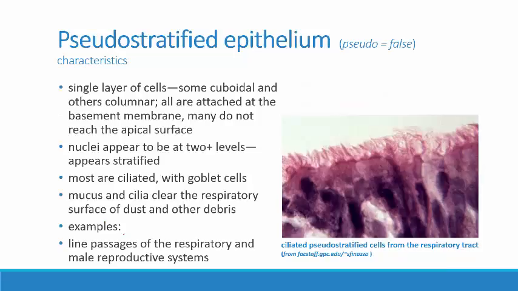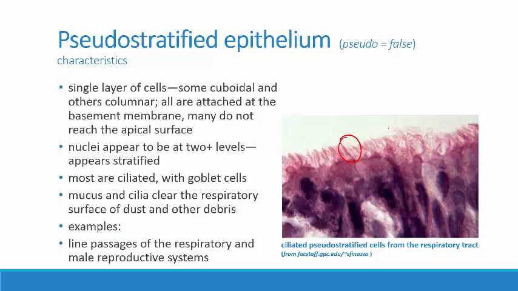And then last of all for the simple epithelia is the pseudostratified epithelium. Again, this is the false stratified. It's not truly stratified because all of the cells attach at the basement membrane, even though many of them may not have their apical surface, or have an apical surface there at the free surface of the epithelium. It appears that the nuclei are at two different levels, which gives it that stratification.